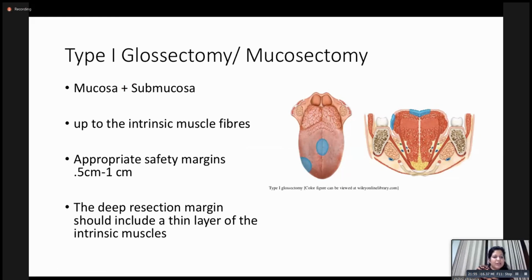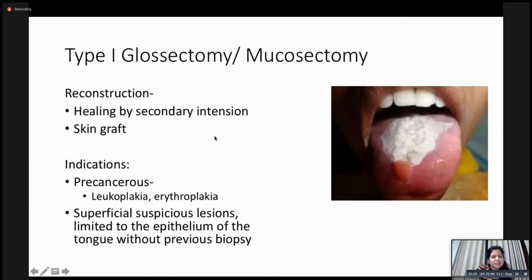In type 1 glossectomy, also known as mucosectomy, you just remove the mucosa and submucosa up to the intrinsic muscle, taking an adequate safety margin of 0.5 to 1 centimeter, and they classify it as type 1 glossectomy or mucosectomy. The deep resected margin is just a thin layer of intrinsic muscles. Extrinsic muscles are not touched. Reconstruction, they propose, is usually done by secondary intention or by skin graft.